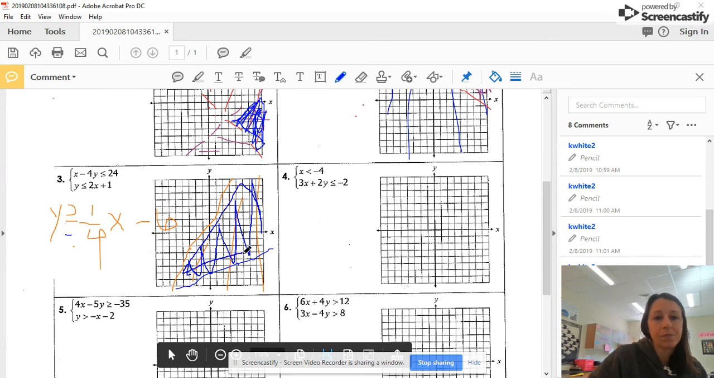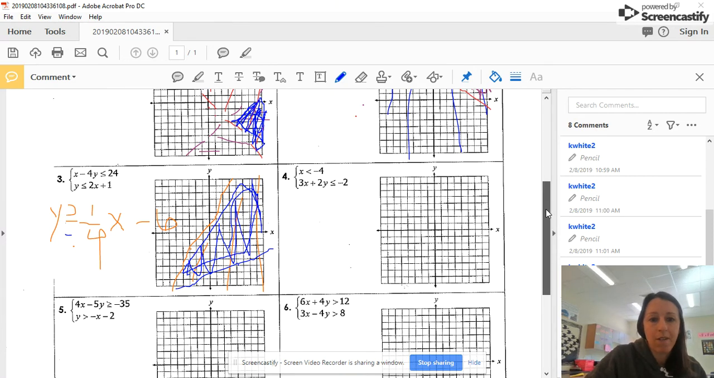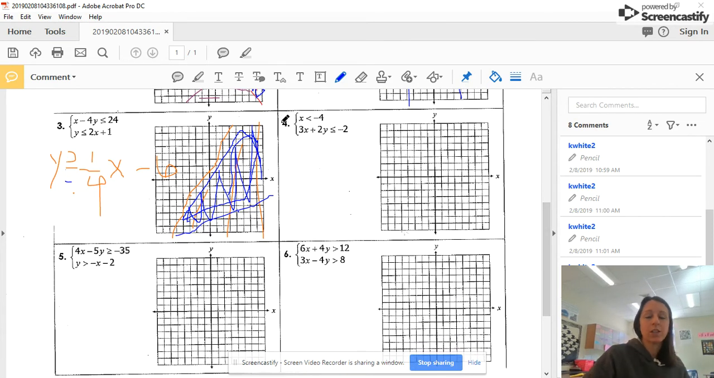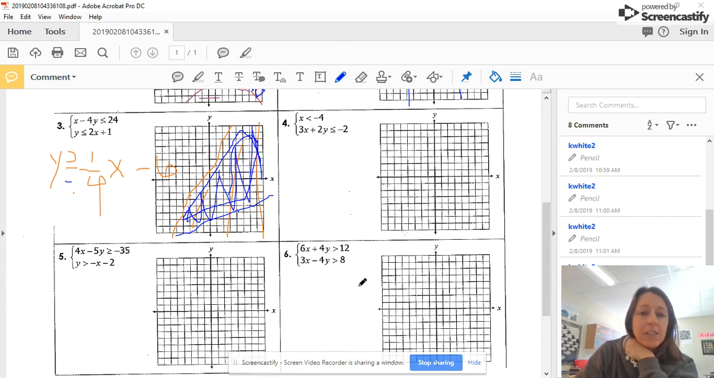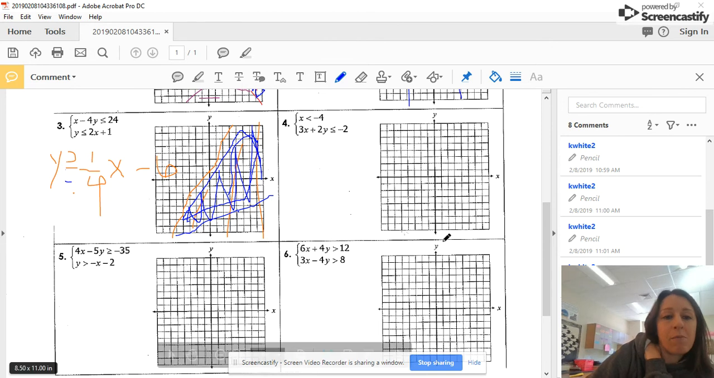All right, let's do one more. How about 4 is a good one. And then we'll leave 5 and 6 blank. Or why don't we do this? You try 5 and 6, and then you check in with a friend and see if you got them right or not. So that when I come back tomorrow, we have them all done.